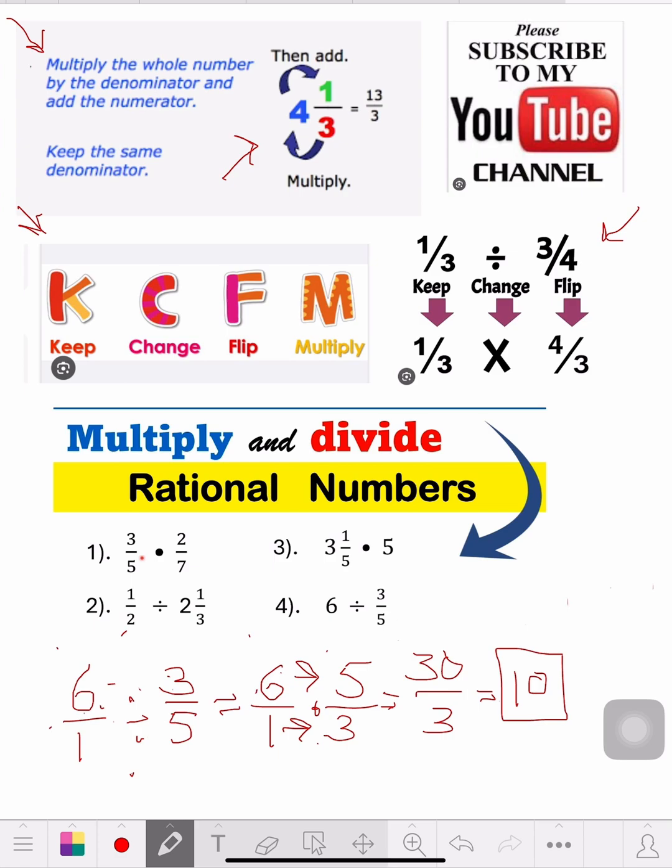But you see how if you just learn a few of these rules, how to change a mixed number into an improper fraction, and then on the division, you just use the KCF and multiply. You keep, change, flip, and that was all there was to it.